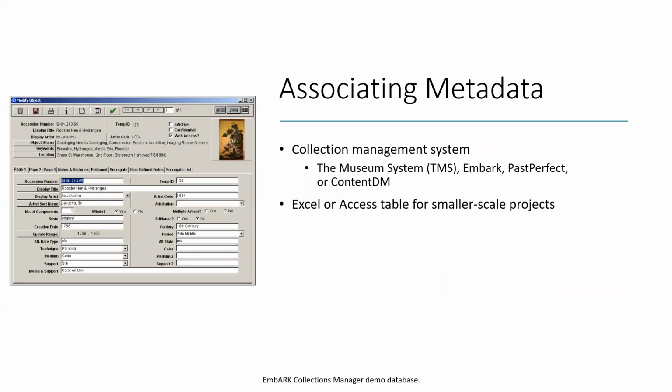Okay, so we've talked about what metadata is and how it's organized. So now I want to pivot and talk about different ways that metadata can be associated with your files. You can record it through a variety of collection management systems, such as The Museum System, Embark, PastPerfect, or CONTENTdm, to name just a few examples. On the slide here, I have a screenshot of the CMS Embark. You can see there are lots of different types of metadata that can be entered into the CMS, including basic description information, loan information, access restrictions, and keywords. This information can also be recorded into an Excel or Access document for smaller projects, though for large-scale projects, I do recommend a CMS.